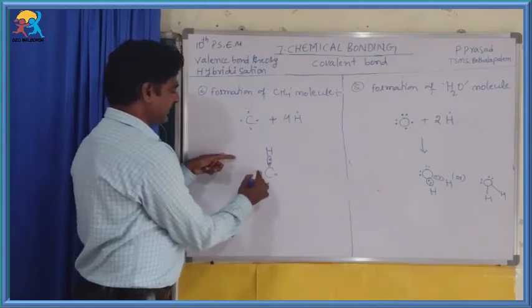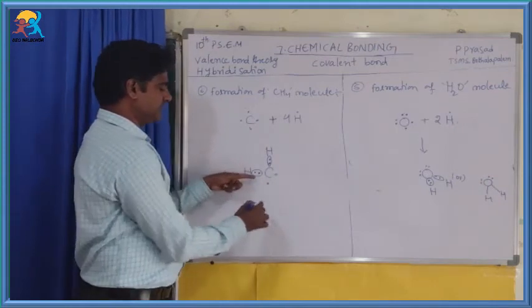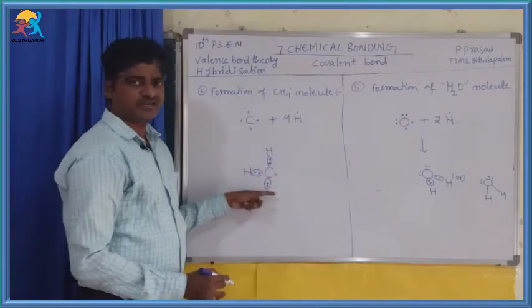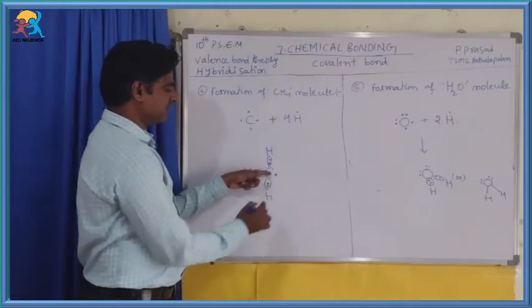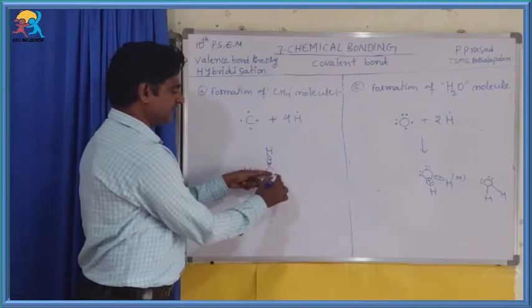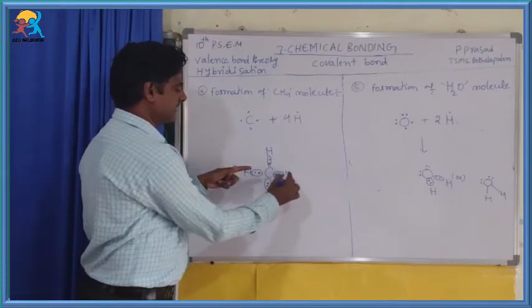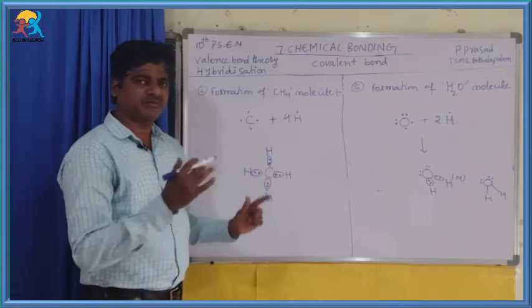The second electron and the electron of a hydrogen atom will be shared like this. The third electron of the carbon atom and the electron of a hydrogen atom are shared like this. The 4th electron of the carbon atom and the electron of a hydrogen atom are shared like this. So like that, 4 single covalent bonds are formed around the carbon atom.